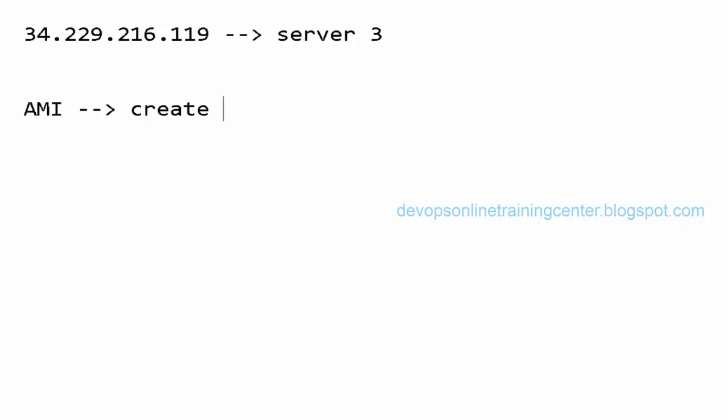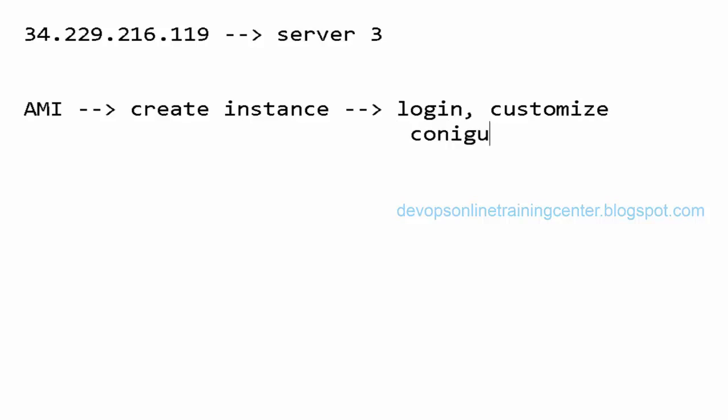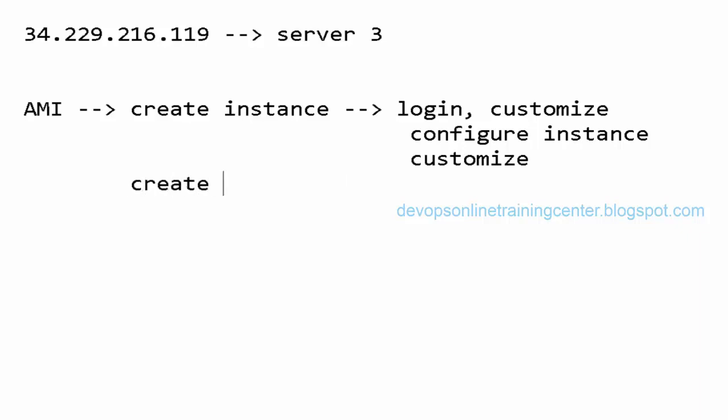Then we create an instance from it, and the instance is up and running. Then we log into the instance and customize. So you're saying that create your own customized AMI and use exactly that AMI as a pre-install kind of a thing every time, right? Yeah, customize, configure, and then create an AMI out of this running instance.